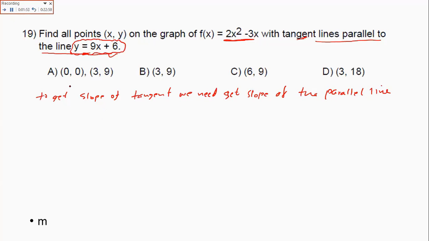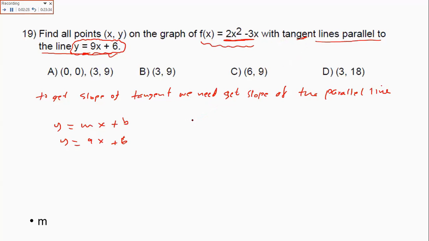You don't have to do any math. A linear function, y equal to mx plus b, right? This is a linear function, y equal to 9x plus b. So what is the slope? What's m? 9. And what is b? 6. So the slope is equal to 9. Now we know the slope, right? Since the slope is equal to 9, we want to get the slope of the tangent from this equation also.